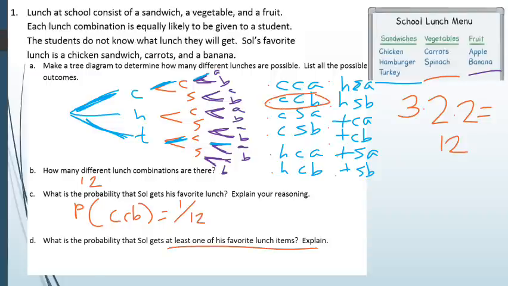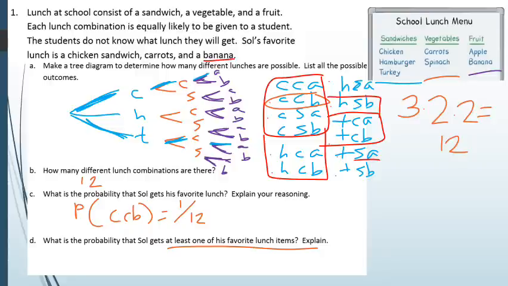What about at least one of his favorite items? So here I'm looking for how many of them have chicken. Here's these 4. So all those would work. How many of them have carrots? These guys have carrots. These guys have carrots. How many of them have an apple, or I'm sorry, a banana? This guy has banana. This guy has banana. So there's 2 lunches that would not work, but that means the chance of him getting a favorite item, at least one of them, would be 10 out of 12, which I can simplify as well to 5 out of 6.